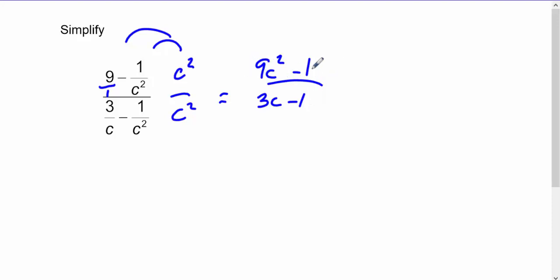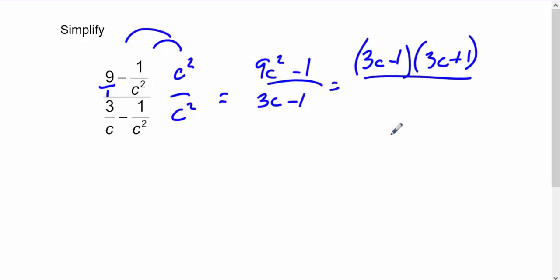Now I look at this and I say, hey, I've got a difference of two squares, so I will factor that and do 3c minus 1 and 3c plus 1 over 3c minus 1. Note, all multiplication and division, these are like factors, they reduce. My answer: 3c plus 1.